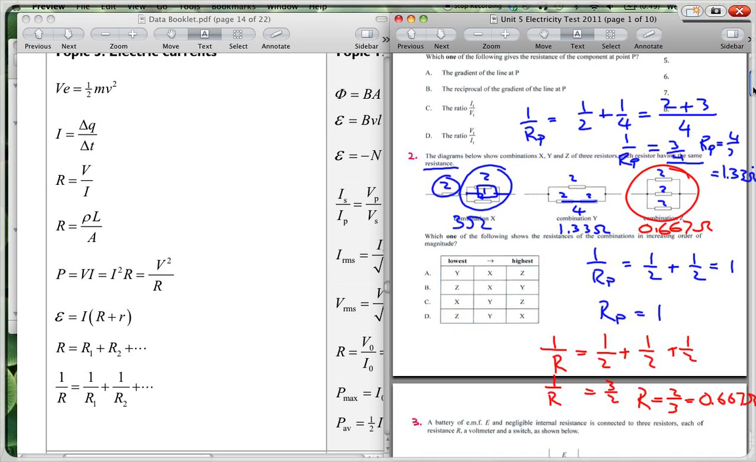So now it's pretty easy. We know that this one is the smallest, this is the next smallest, and this is the biggest. So going from lowest to highest, it's going to be Z, Y, X. It's going to be D. Okay, so by putting in numbers, it makes it that much easier.